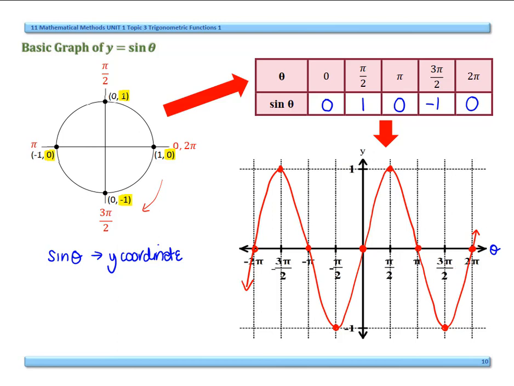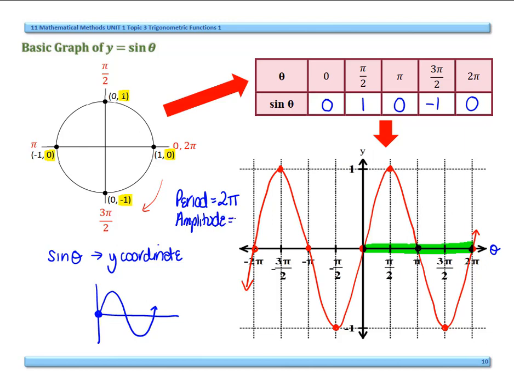So the key point to remember with sine theta is that we start at 0, 0, up, down, up. Okay? The period of the graph is 2 pi. So the period, it repeats itself every 2 pi. And our amplitude is its highest point, 1.